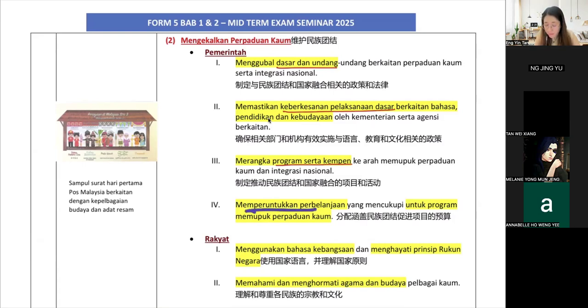Okay, now, memperuntukkan perbelanjaan, guys. You see, our government, they need to plan the policy. They need to make sure this program, that campaign. So therefore, guys, as a leader, they must make sure they have enough funds. Because they need to spend money to organize all these events, to promote unity. So they need to make sure they have enough funds. Okay, memperuntukkan perbelanjaan yang mencukupi untuk program dan campaign. Understand? Enough funds. Enough money lah, basically.